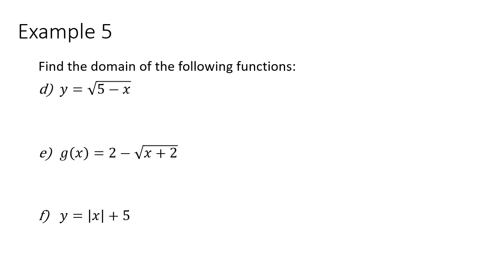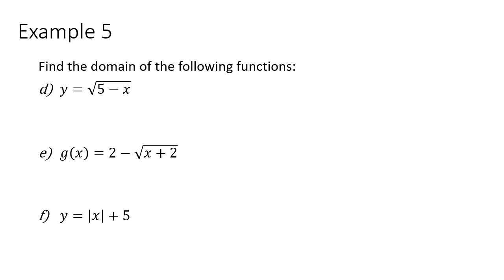Let's take a look at a few more. So in part D, we've got y is equal to the square root of 5 minus x. And we've got a variable inside of a square root. So we need to be careful here. We don't want to take the square root of a negative number.